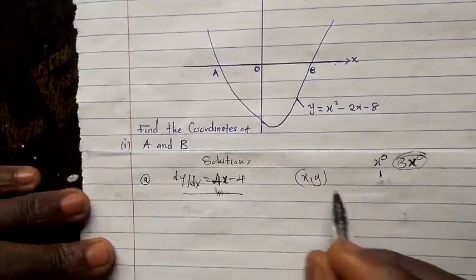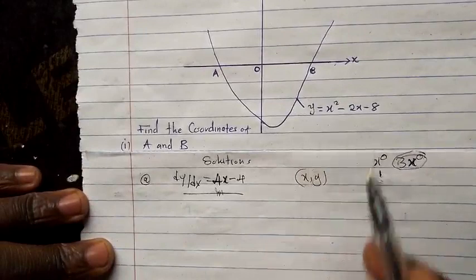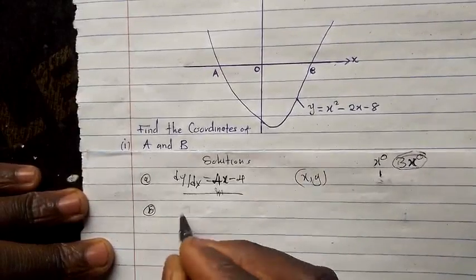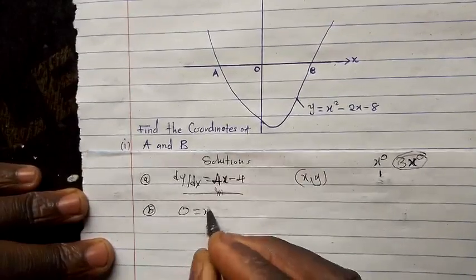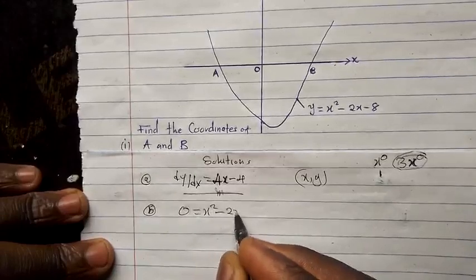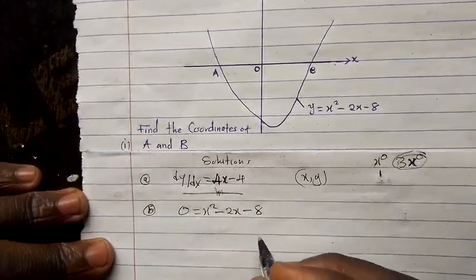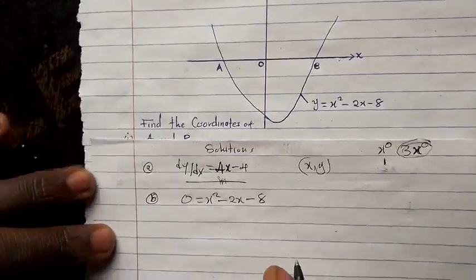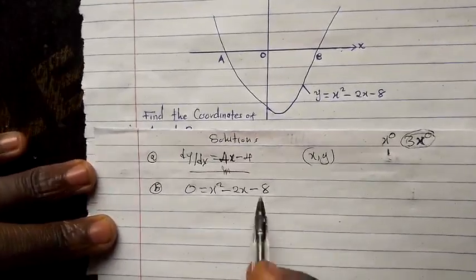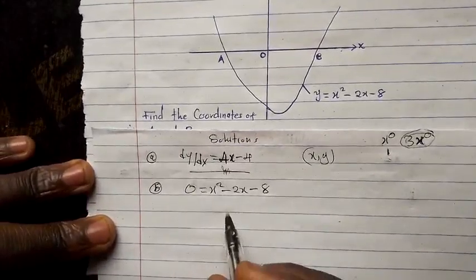So since y is equal to 0, where there is y, I'm going to put 0. So I'm going to say 0 is equal to x to the power 2 minus 2x minus 8. So in this part here, I'm just going to rearrange the numbers by swapping them.